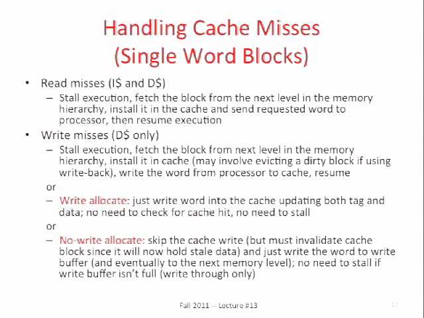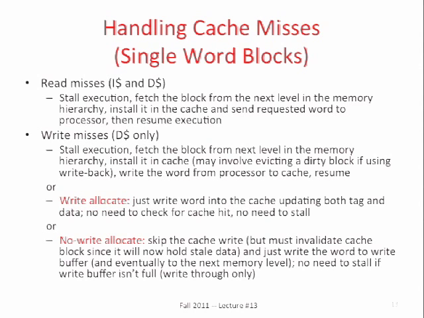And then no write allocate just says, I'm not even going to write it into the cache. I'm just going to write it directly out to memory, or into the write buffer and out to memory. So those are your choices on write misses for a single word block.